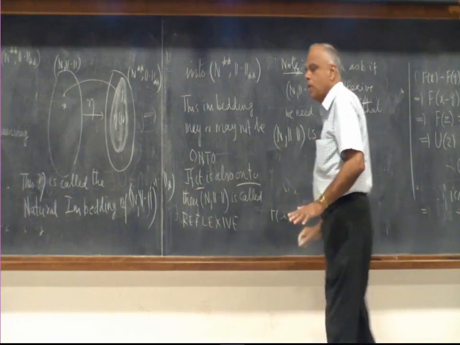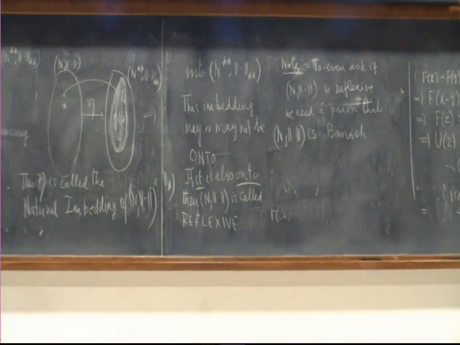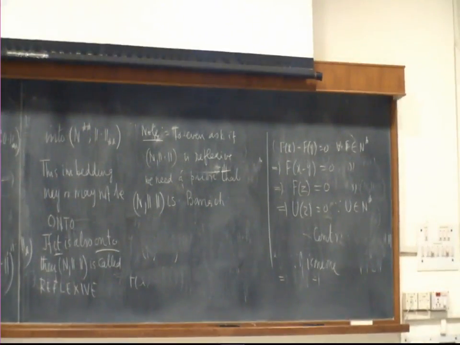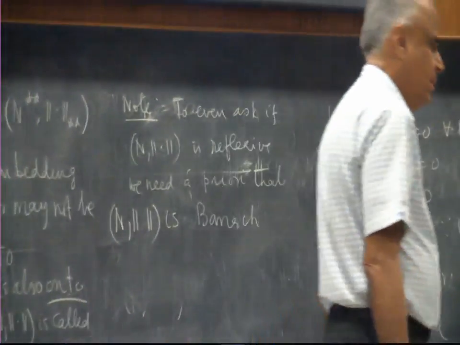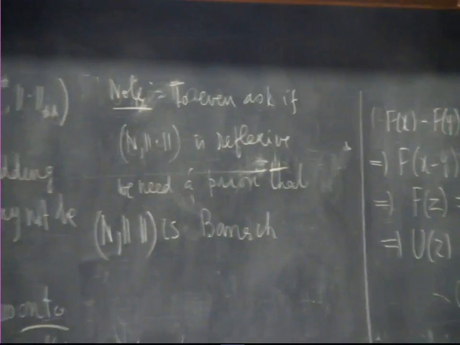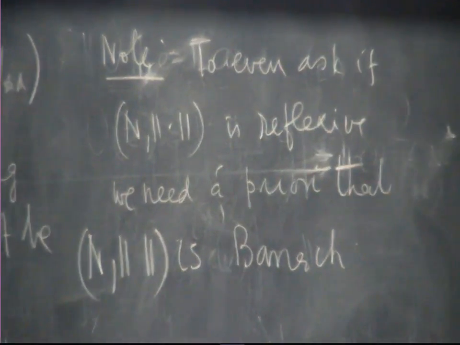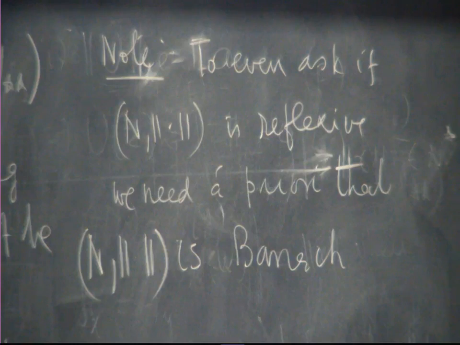So we will always talk about some Banach spaces being reflexive Banach spaces and some Banach spaces being non-reflexive. There is no question of something which is not Banach being reflexive. The minimum requirement for reflexivity is that the normed linear space be Banach. Okay. Now all this is modulo this lemma.